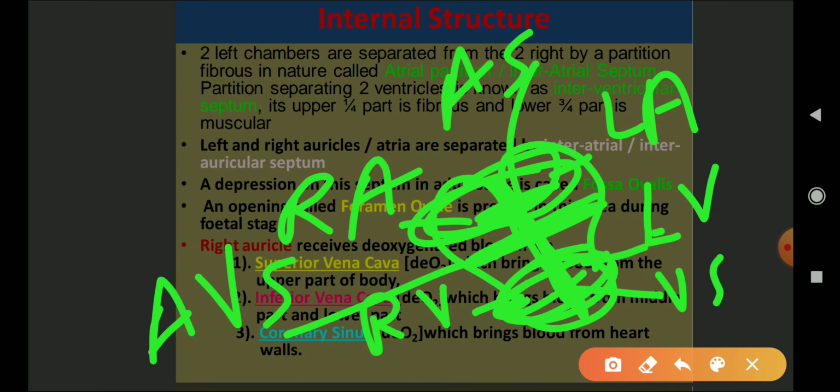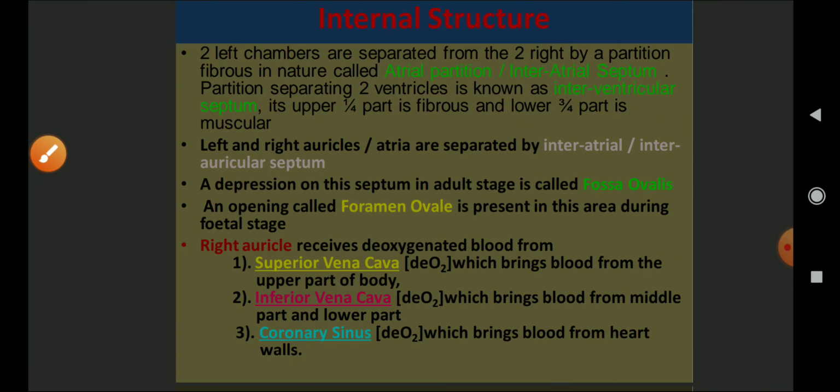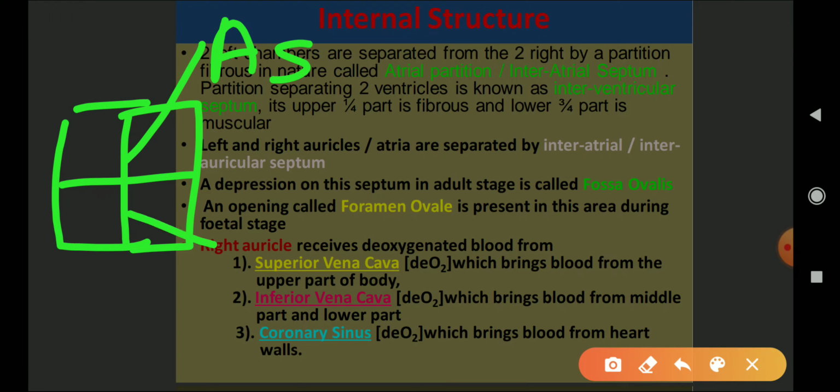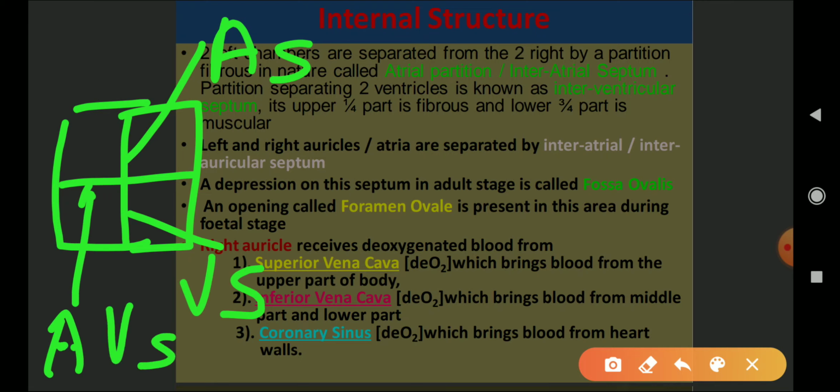The partition between the ventricles is known as the ventricular septum, and the partition between the auricles and ventricles is known as the auriculoventricular septum. Now, for the auricular septum, do you want me to draw it once again? Okay, let me draw it in a square form. This is the auricular septum, this one is the ventricular septum, and this one is the auriculoventricular septum. Understood?